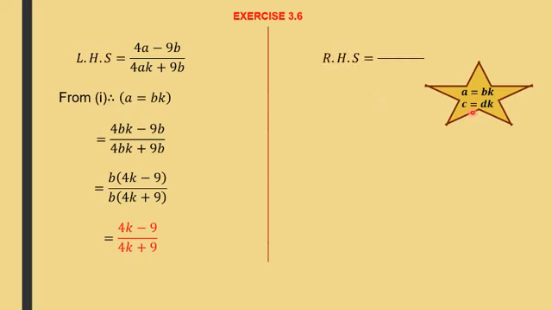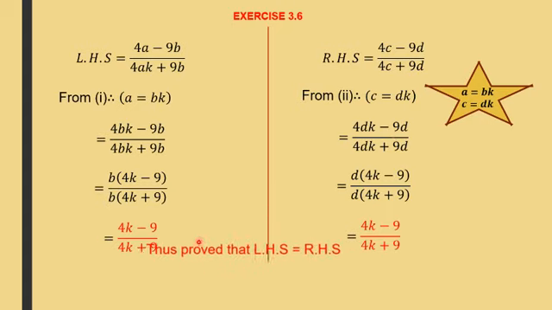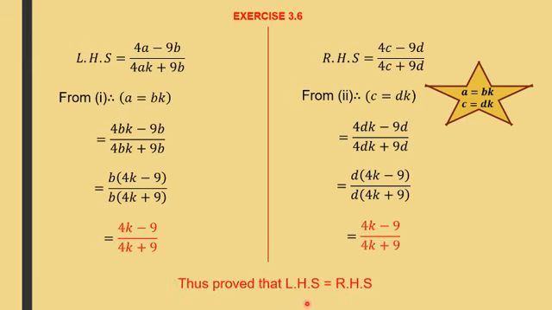Now taking right hand side, (4c minus 9d) over (4c plus 9d). From 2, that is c is equal to dk, replace the value of c, taking d common, cancel d with the denominator d, we get (4k minus 9) over (4k plus 9), which is our right hand side. You can easily see that left hand side is equal to right hand side, which is our final result.